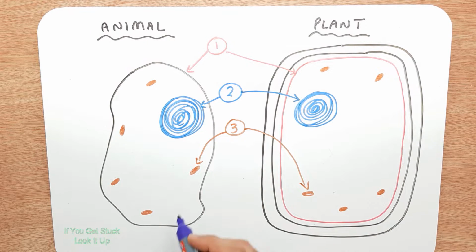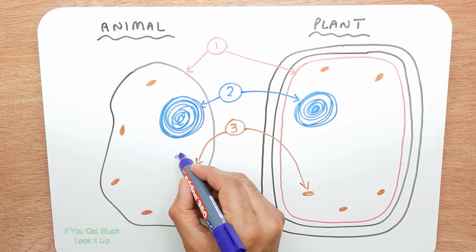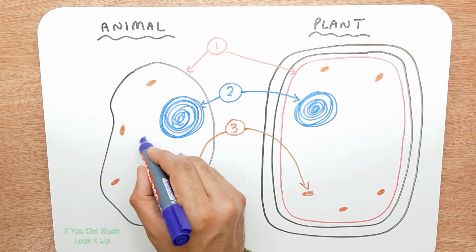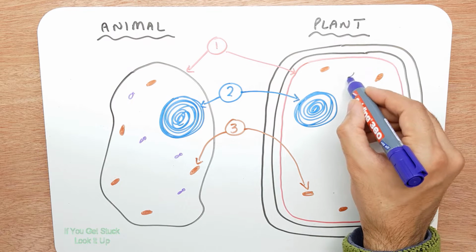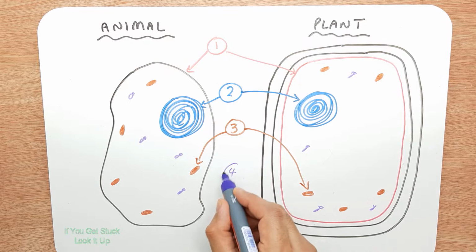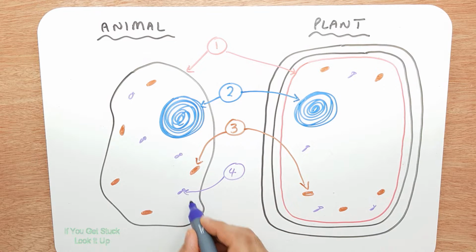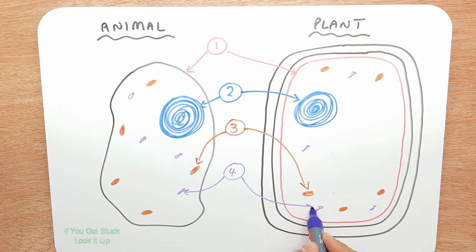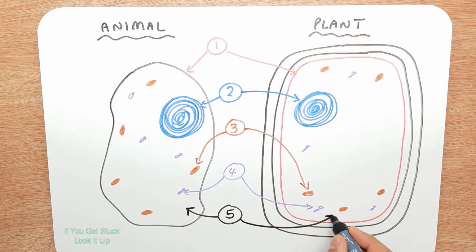Next we're going to stick in some ribosomes. So we'll just make them a different shape. And these are responsible for protein synthesis or making proteins. So our fourth organelle is the ribosome. We've now got the cytoplasm inside, number 5. The liquid part inside a cell, the cytoplasm.